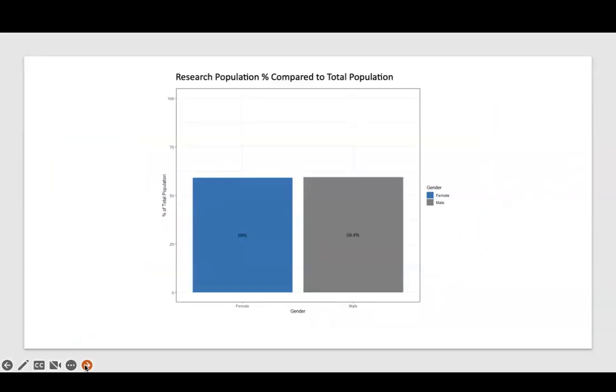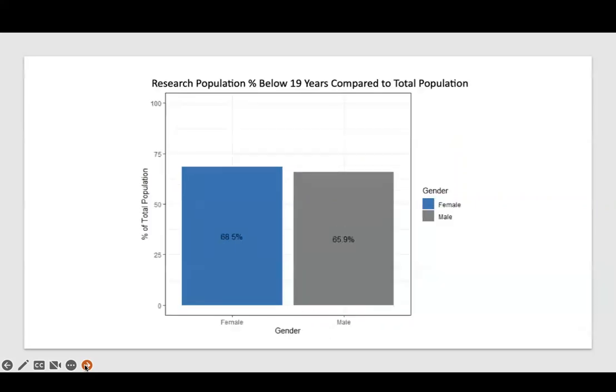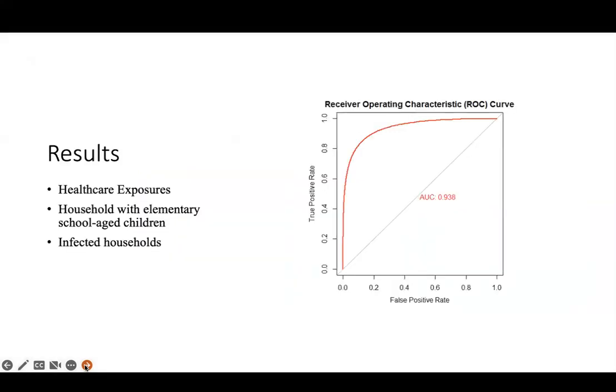This bar chart indicates that my research population has a similar distribution of males compared to the general population, with both representing around 60%. Additionally, for individuals below 19 years of age, my research population represents a very close match to the general population, with 68.5% of males and 65.9% of females in my study group. This suggests that my research is a good representation of the community.